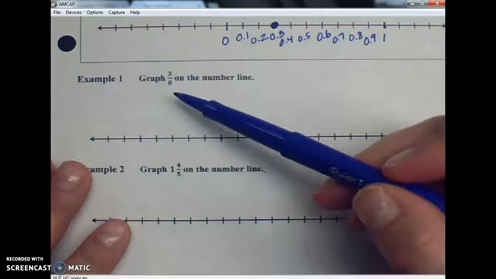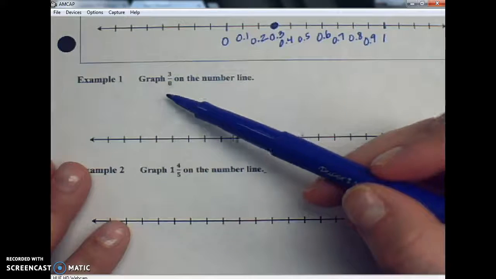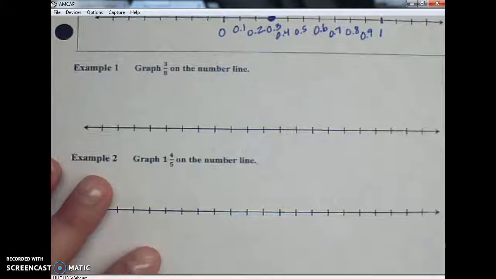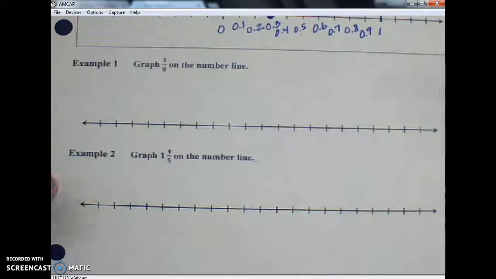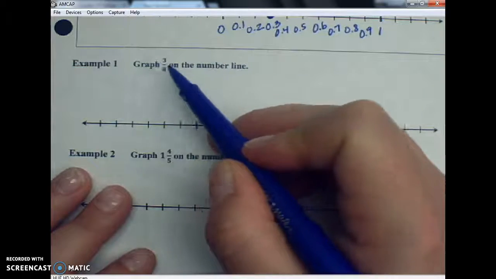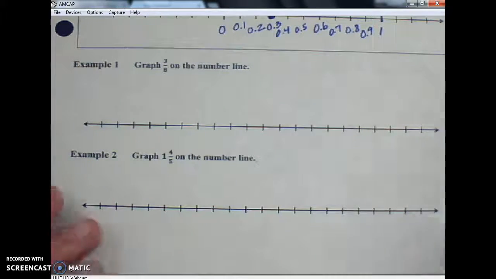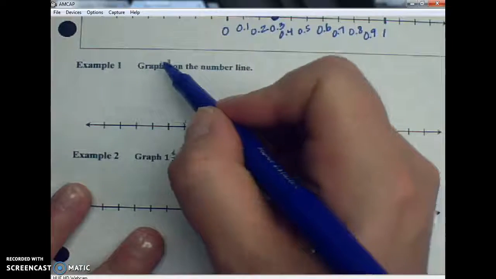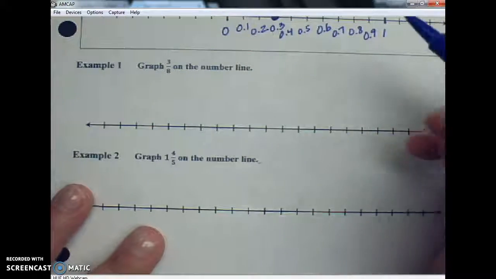Okay, so taking a look at example 1, we're going to graph 3/8 on the number line. So we first have to think about what 2 whole numbers 3/8 is in between. Because it's just a fraction, not a mixed number, it's going to be between 0 and 1. There is no whole number in front of it. So it's between 0 and 1.